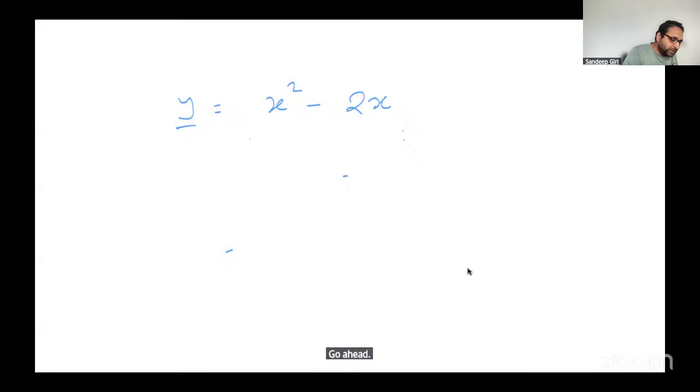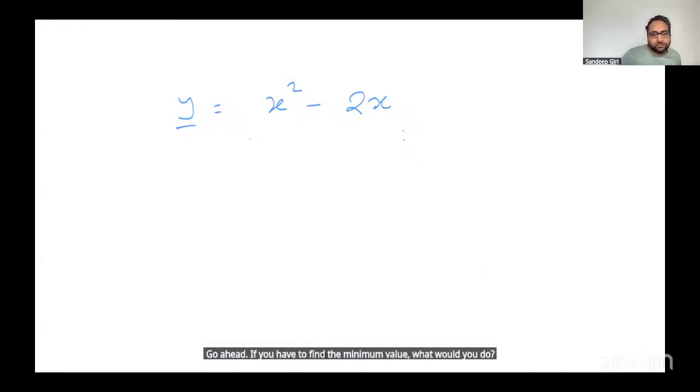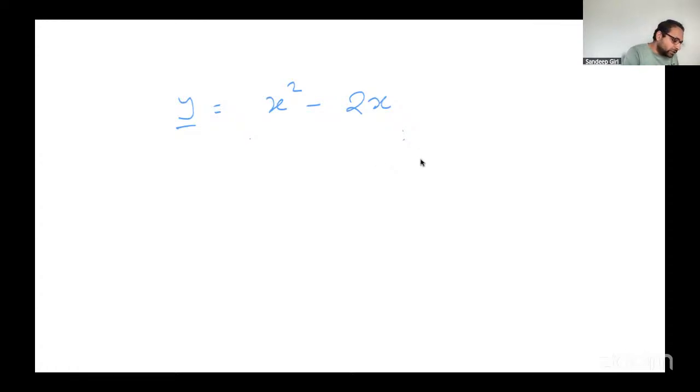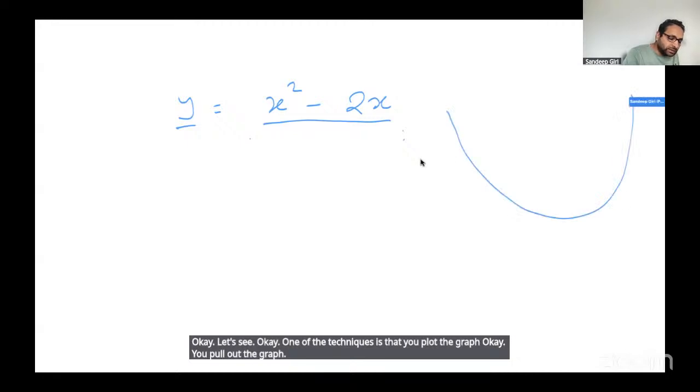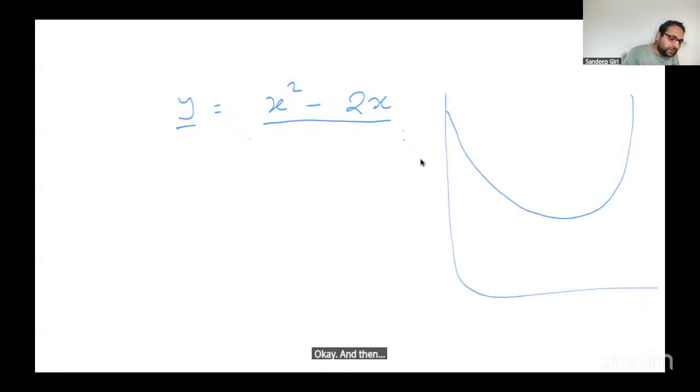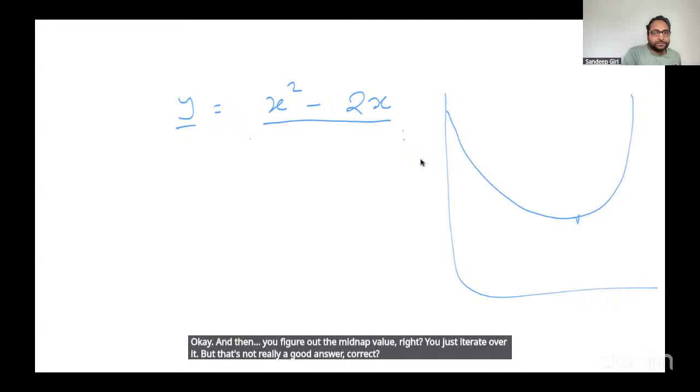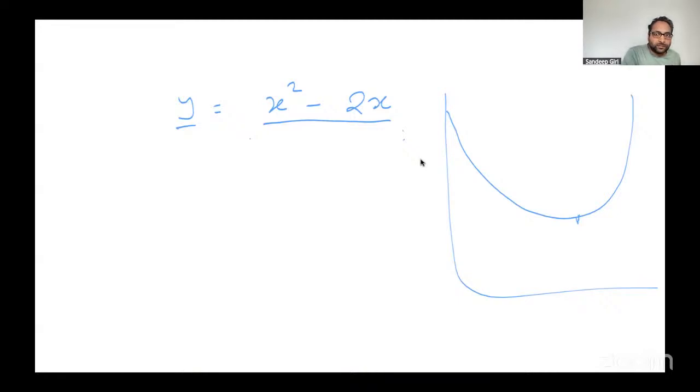If you have to find the minimum value, what would you do? One of the techniques is that you plot the graph. You plot the graph, and then you figure out the minimum value, right? You just iterate over it. But that's not really a good answer, correct? So you can do that. But there's a very interesting part.